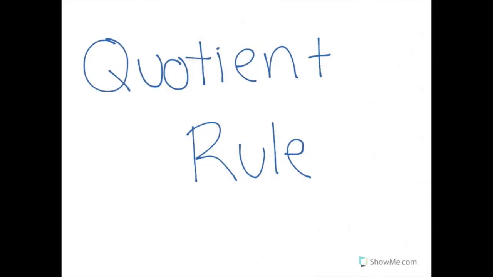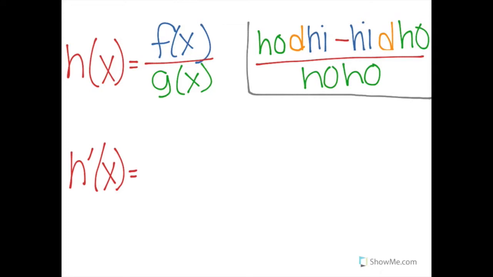The quotient rule. When one wants to take a derivative of a function divided by another function, they must use the quotient rule. A hint to remembering the quotient rule is using the little rhyme: ho dee hi minus hi dee ho over ho ho.